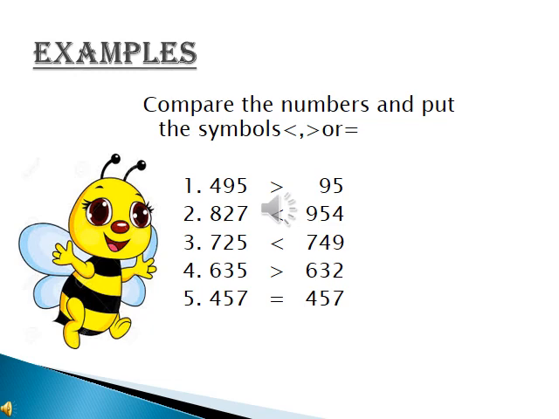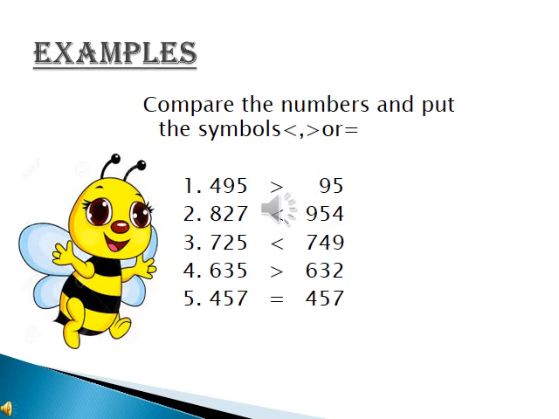Now next, second example. First number is 827 and second number is 954. You can see the number of digits in both the numbers is the same. So we have to compare the hundreds place. As you can see, in the first number the hundreds digit is 8 and in the second number the hundreds digit is 9. So the number having more hundreds, it means 954, is greater than 827, or you can say 827 is less than 954.